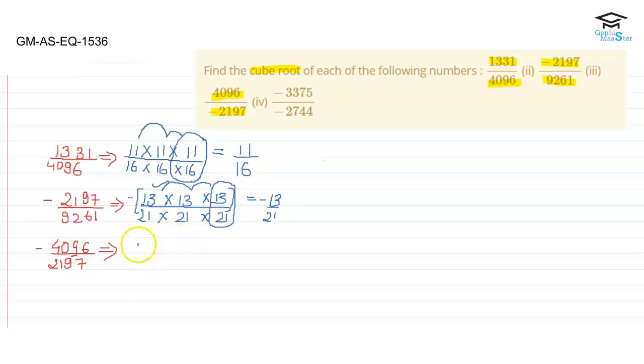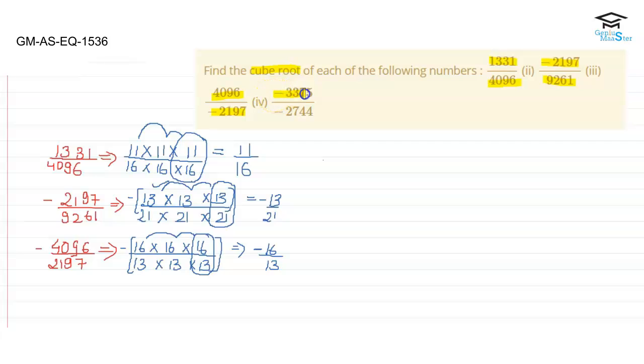4096, we get 16 into 16 into 16, and when we factorize 2197, we get 13 into 13 into 13, and the negative will come out. Since here 16 by 13 is multiplied by itself 3 times, the cube root will be 16 by 13, negative of 16 by 13.